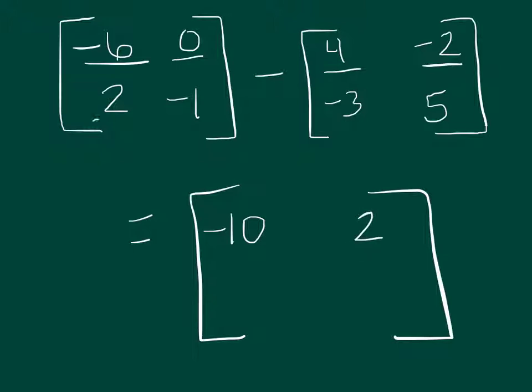Okay, and then you have your 2 minus a -3. Again, minus a negative becomes positive. So 2 plus 3 is 5. And then you have your -1 minus 5, which is -6, and that's your answer.